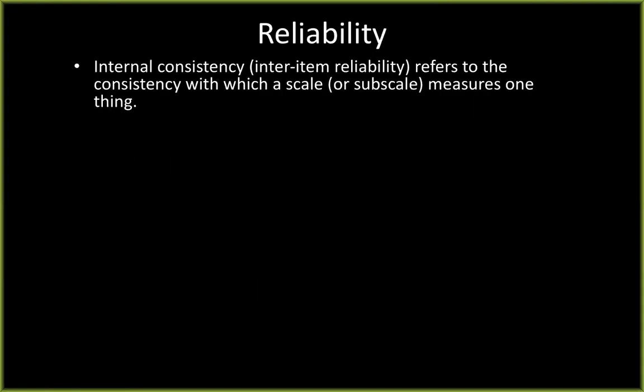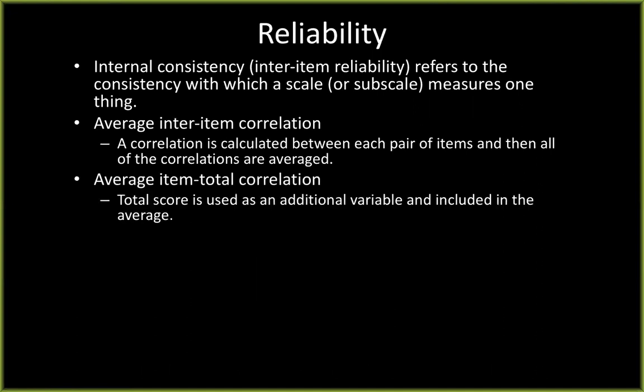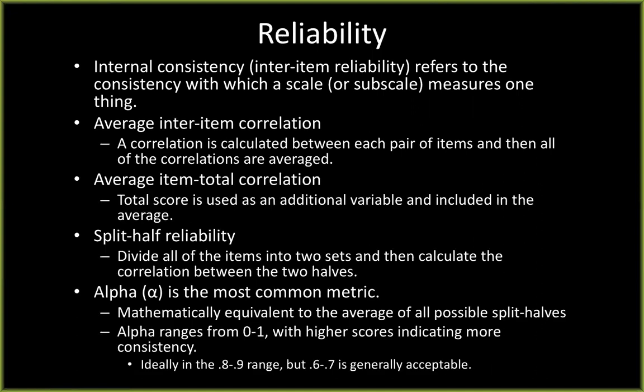So let's talk about reliability a bit more. We talked about some of these basic ways of thinking about reliability. Typically, we're talking about internal consistency when we're talking about psychometric reliability: the consistency with which a scale or a subscale measures the same thing, a single thing. There are all these ways that people can assess reliability. The way that most people probably use is alpha.